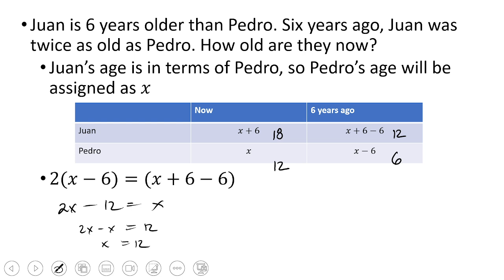Now let's check the condition. It says Juan was twice as old as Pedro. So Juan's age 6 years ago is 12, which is double the age of Pedro 6 years ago, which is 6. So this is how we solve an age problem with these conditions.